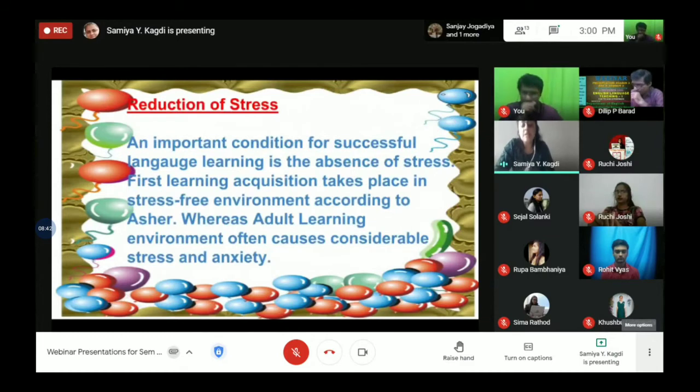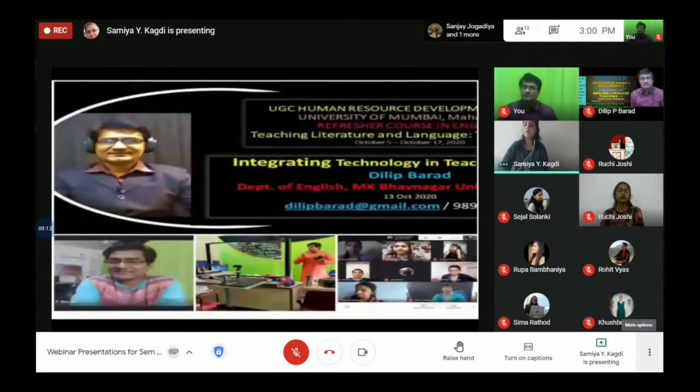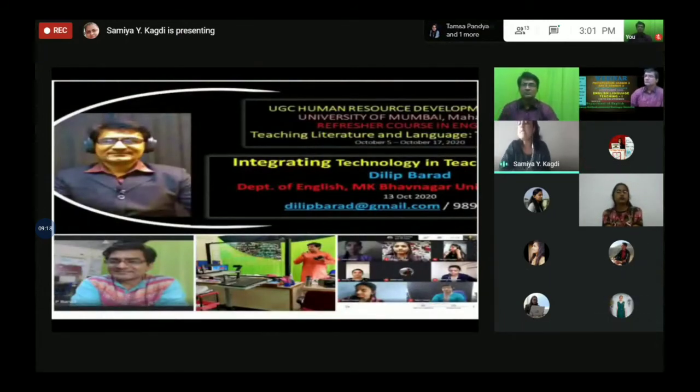This is reduction of stress, where a stress-free environment of learning is considered. Whereas in the adult learning context, we can see that it is full of stress and anxiety, because there we also have to consider our responsibilities and our maturity, which I have mentioned in another slide. Now I have taken this example to relate it with the contemporary time of online learning, which we are going through.